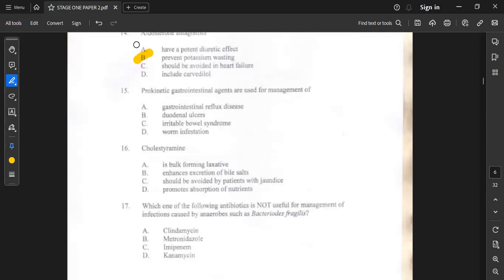Prokinetic gastrointestinal agents are used for the management of gastrointestinal reflux disease, duodenal ulcers, irritable bowel syndrome, and worm infestation. Sophia told us yesterday that it's GERD.